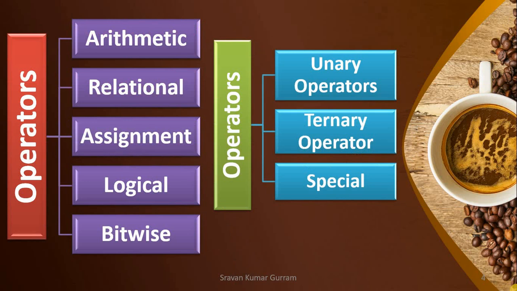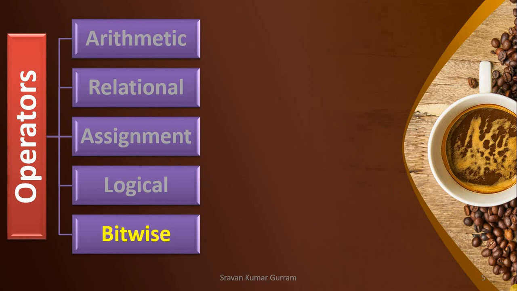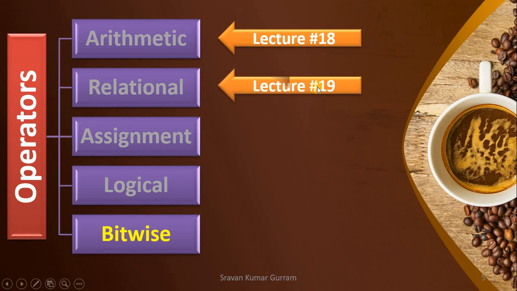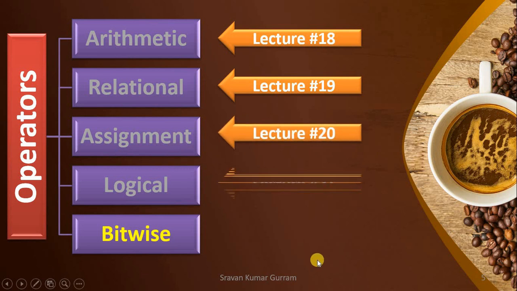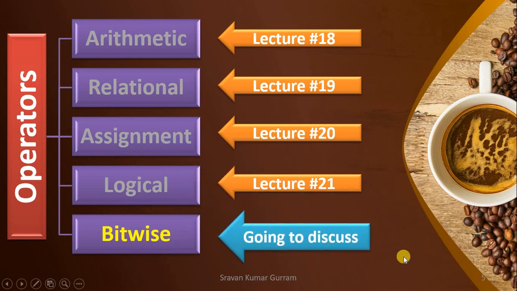This is the complete picture of the operators of Java. We covered arithmetic operators in lecture 18. After that, we discussed relational operators in lecture 19. In lecture 20, we covered assignment operators with example programs. In lecture 21, we discussed logical operators clearly. In this lecture, we are going to cover bitwise operators.